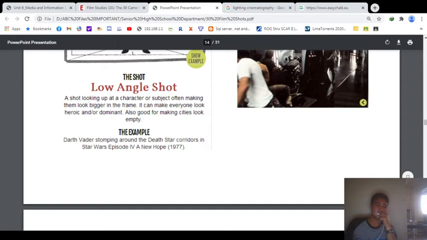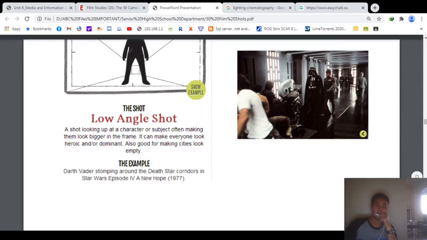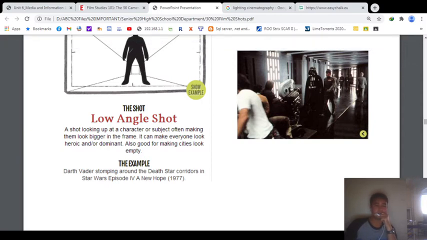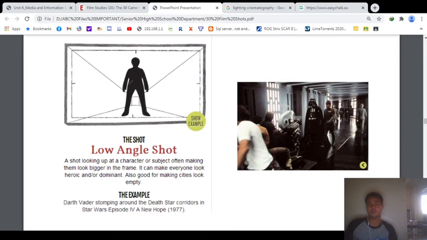low angle shot. A shot looking up at the character or subject, often making them look bigger in the frame. It portrays dominance in the scene. You are being condescending toward other people, you're being dominant over other people in the scene. You are depicting a picture that the subject is in a dominant stance. It's also good for making cities look empty. The camera is showing dominance, the low angle shot.